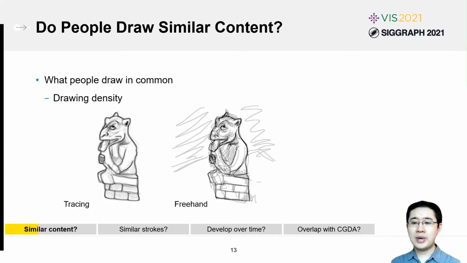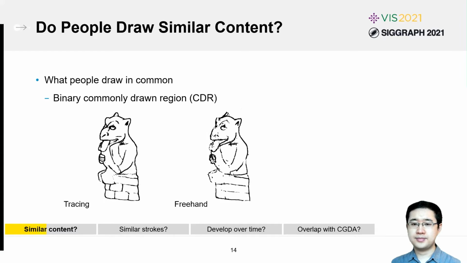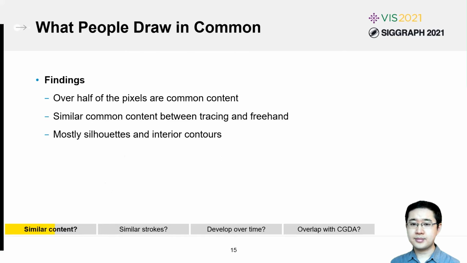We obtain drawing density by superimposing all tracings and all registered freehand drawings for each image prompt. We then obtain binary commonly drawn regions, or CDR, by thresholding the density maps. Tracing and freehand drawing have similar CDR. Between them, over 80% of the distances are within 4 pixels. We found that over half of the pixels are common content in either form of drawing. People also draw similar common content between tracing and freehand drawing. We observed that this mostly occurs as silhouettes and interior contours of objects.